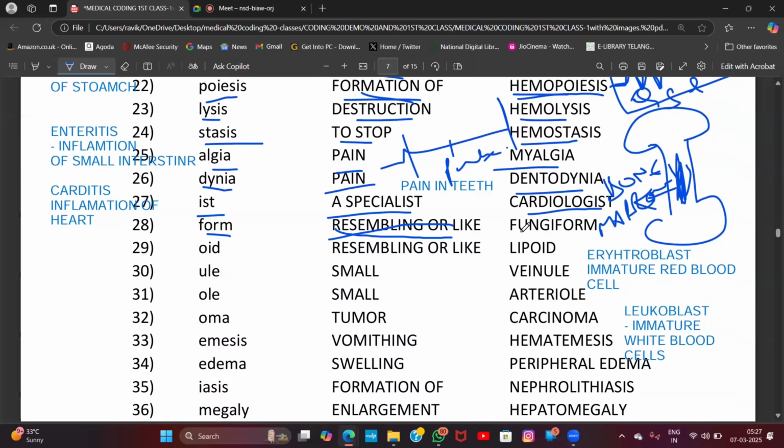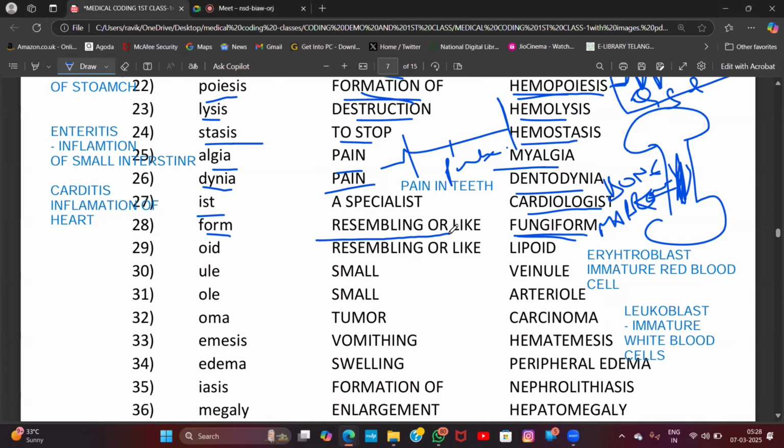Okay, next, form. Form is nothing but resembling or like. Fungiform. Fungiform is nothing but resembling or like fungus. Like fungus is called fungiform. Form is nothing but resembling or like. What is fungiform? The fungiform is nothing but resembling or like fungus.